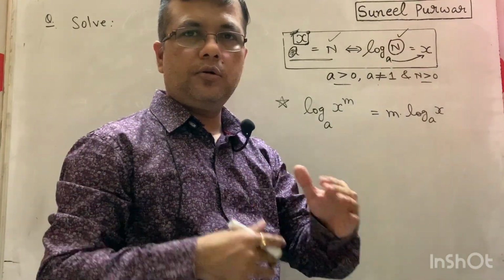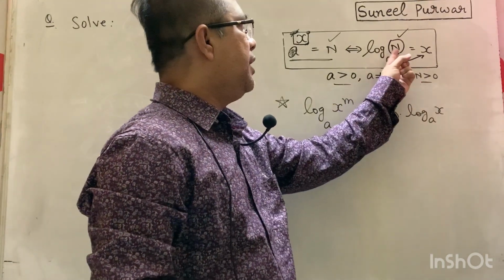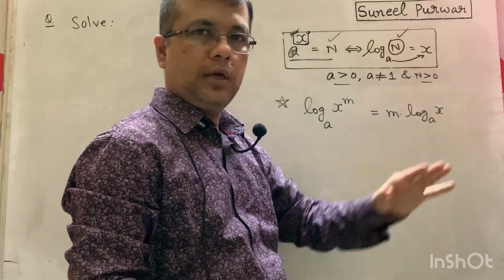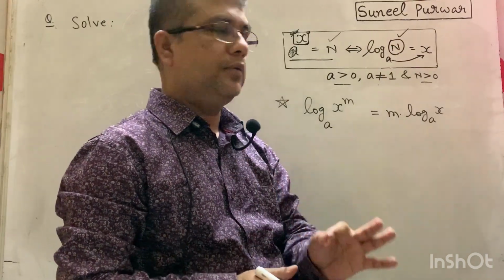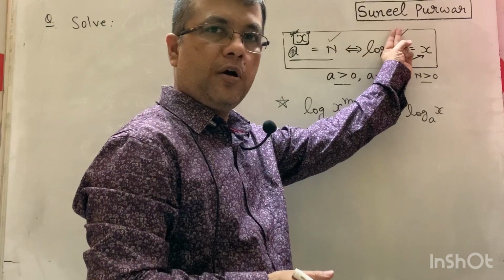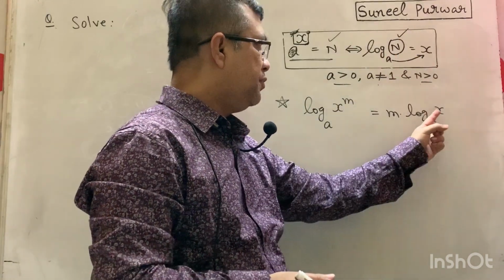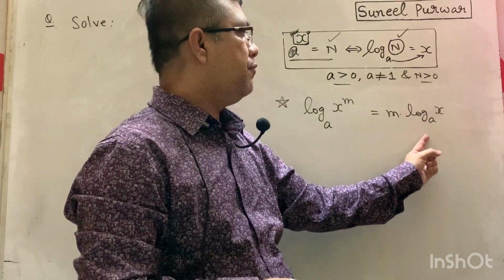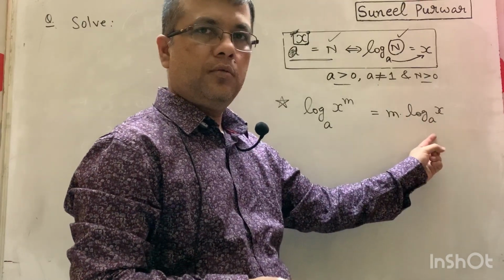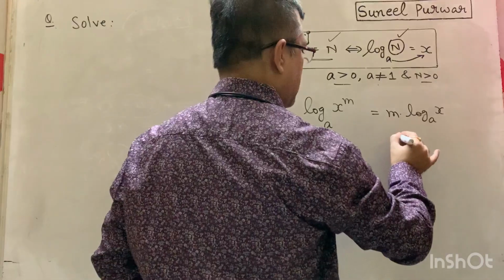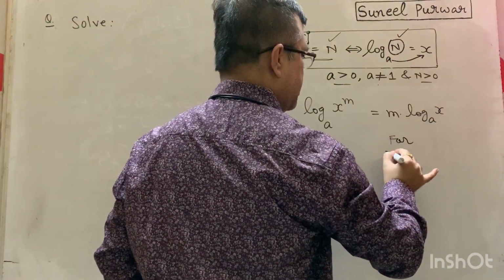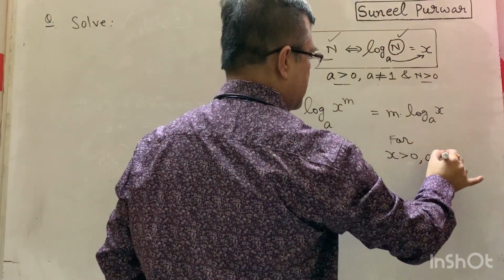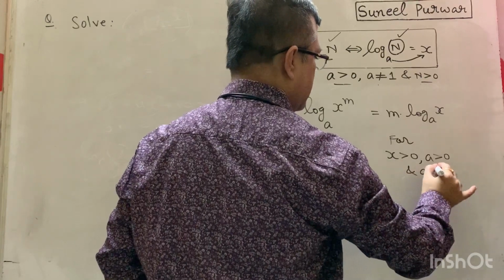So don't go by the alphabets. Sometimes it may be n here, sometimes it may be x here. You should keep your understanding clear that the number whose log you have to find must be positive, which is x now. The base is a, that must be positive, and further the base must not be equal to 1. So this holds for x positive, a positive, and a not equal to 1.